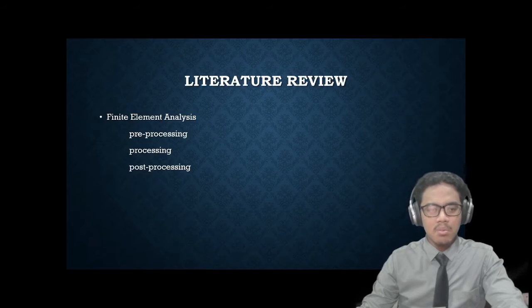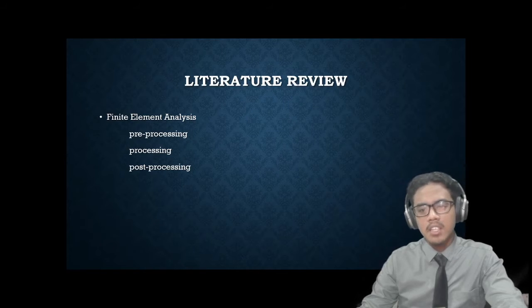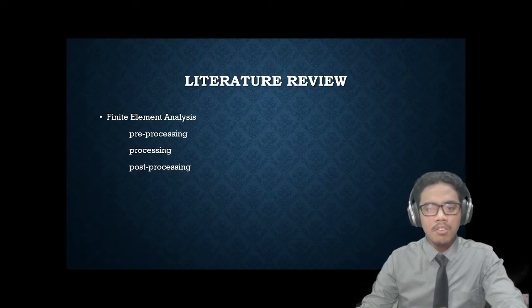Next is about the finite element analysis. Finite element analysis is a method to solve problems in terms of differential equations of physics and engineering. Finite element analysis has three stages. The first is the pre-processing stage. Second one, the processing stage. The third one is the post-processing stage.